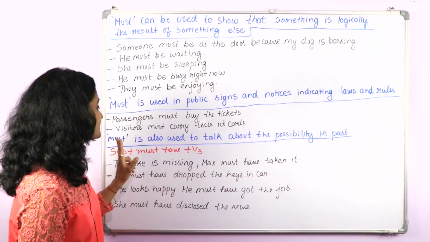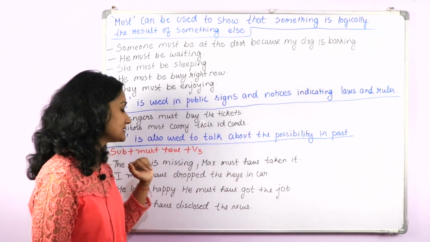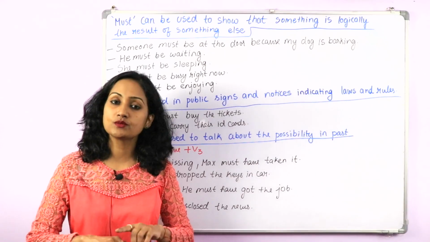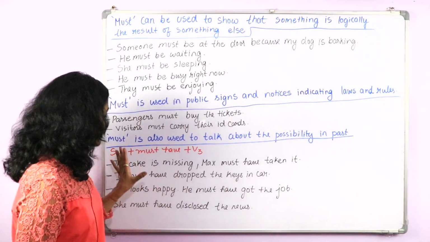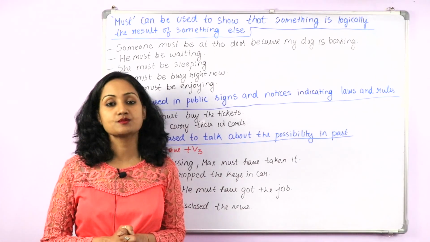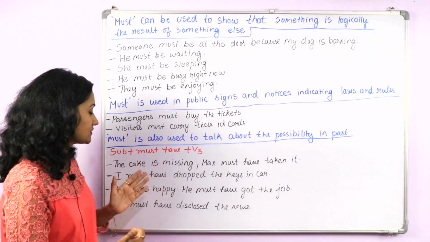Next, must is also used to talk about the possibility in past. So if we have to use a modal verb in past, we will use it with have. Subject plus must have plus V3, third form of the verb, past participle. Now let's see how we can frame a sentence.